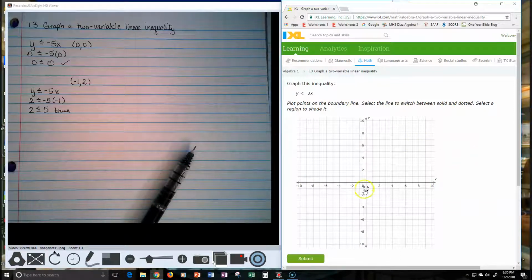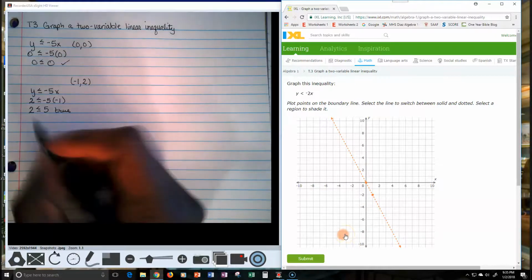All right, here we go again. So this time we've got y is less than -2x. Well, again, we know we're going to take it through 0, 0 because we don't have a y-intercept other than 0, 0. And we know that our line is going to be dotted. So our slope is -2, so we're going to go down 2 and to the right 1 to make our line fall. We're going to make it dotted, and we're going to use the point 0, 0.